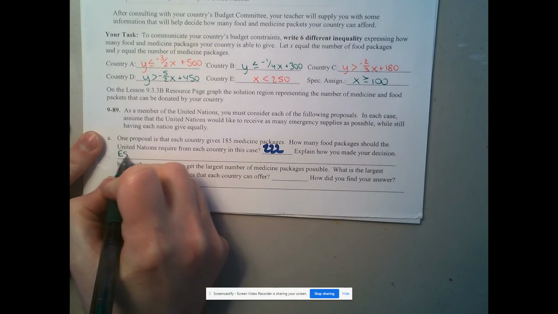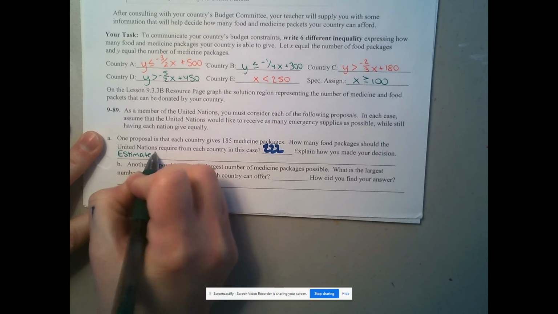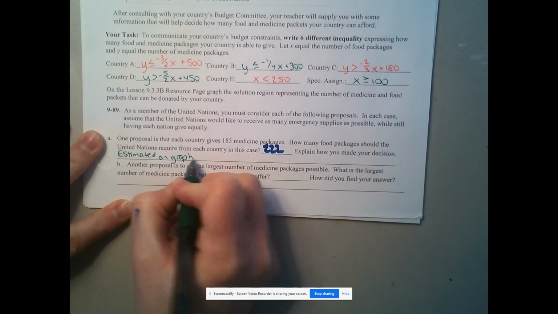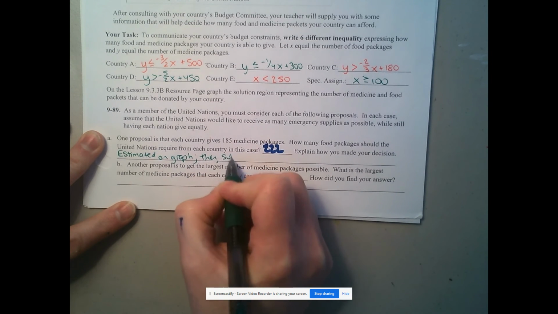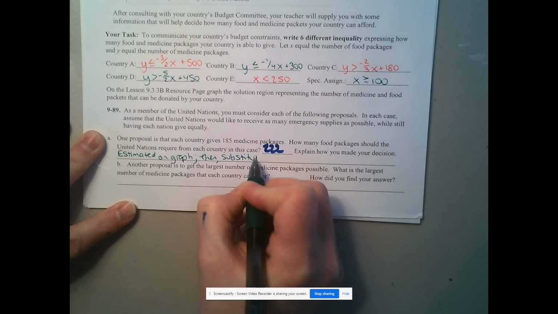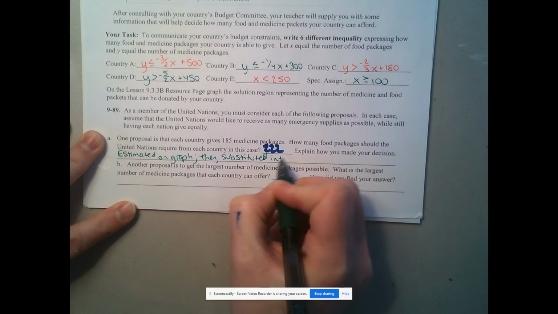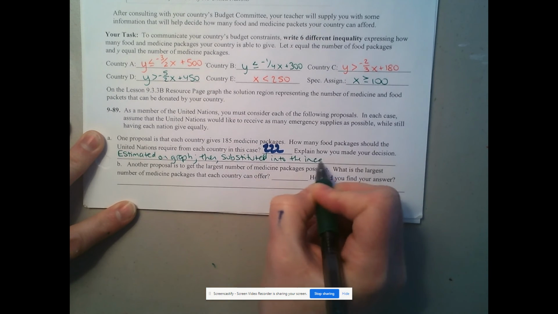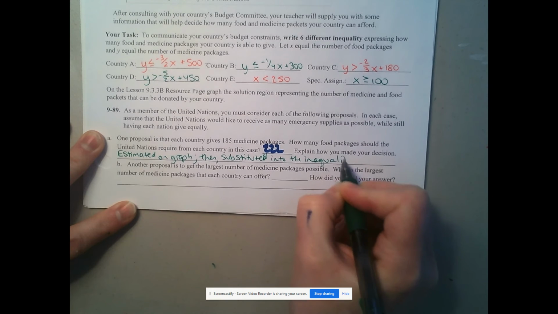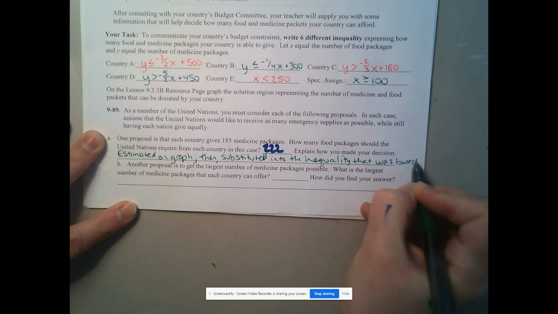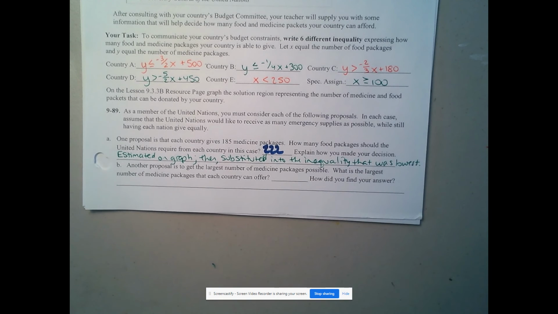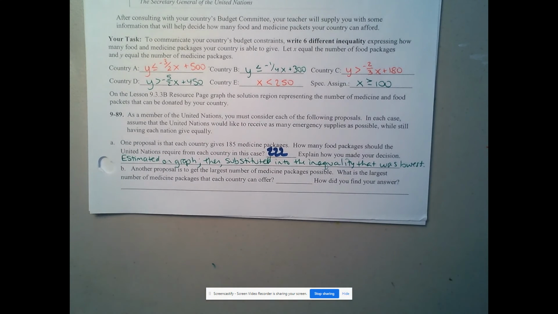First thing we did was we estimated on the graph. Then we substituted into the inequality that was lowest. And that way, the country that could afford to give the least was the country that we really took into consideration on how much we could afford to ask from them.